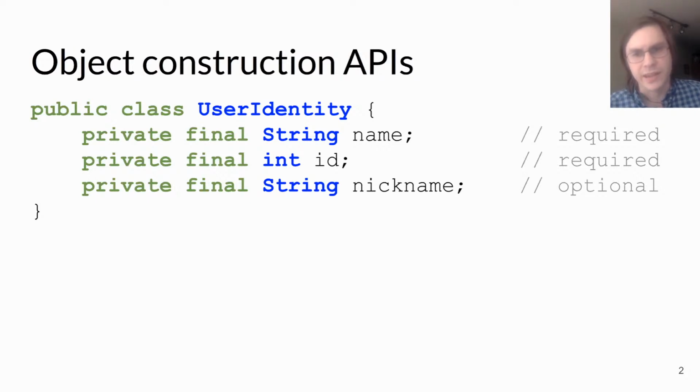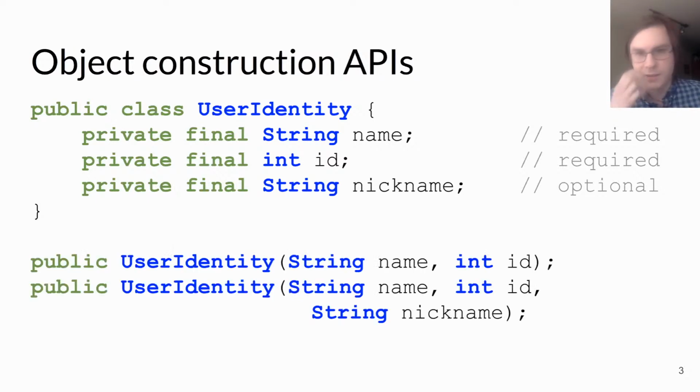That is the nickname. The standard object construction API, as you might imagine, would be a set of constructors for this class. We would probably write the 2 that are shown on the screen. That is a constructor with the 2 required parameters, and then another constructor that takes both the 2 required parameters and the optional parameter.